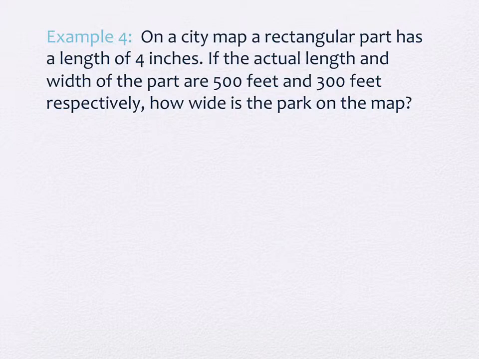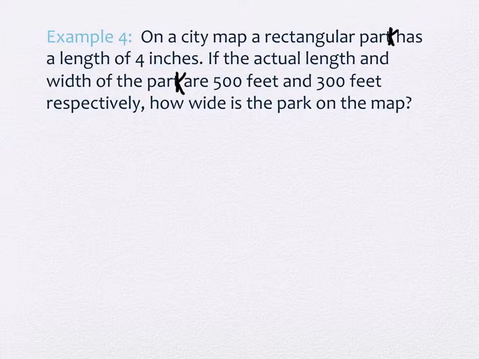On a city map, a rectangular, that should say park, not part, park, has a length of 4 inches. If the actual length and width of the park, oh my goodness, it was twice in there said part. Is it right on your paper? Oh, no, it's not. Fabulous. Are 500 feet and 300 feet respectively. How wide is the park on the map? 1 out of 3 is not good. Okay, well, we'll fix it later.